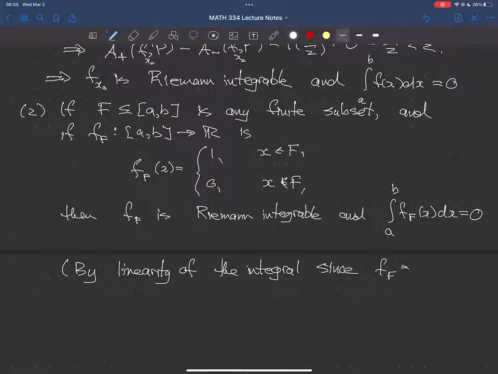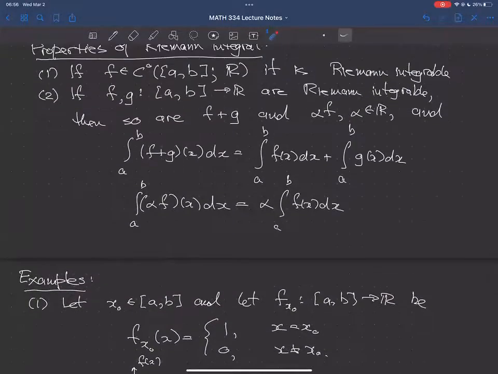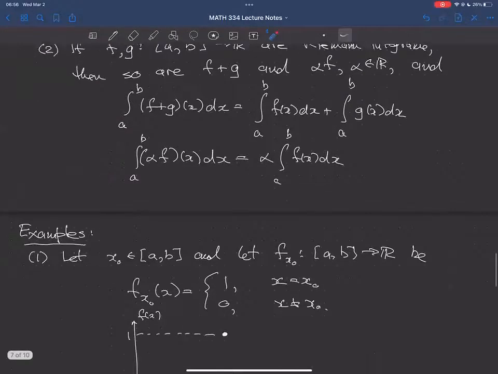Because f is the sum of f_x over x in F, where f_x is as above. Right, because I'm going to choose a point x in F. Then f_x is going to be the function which is 1 at x and 0 everywhere else, and so f is just the sum of all such functions as we run x over F. So this is a finite sum, and so these properties of the integral apply.